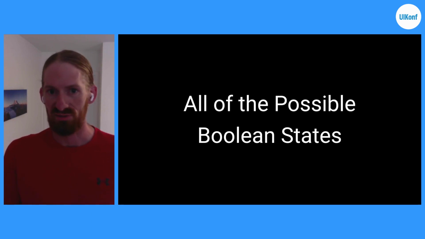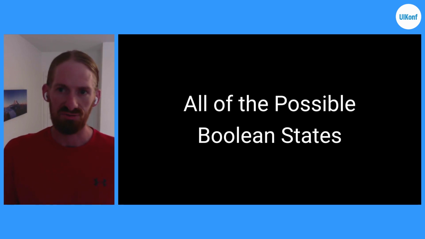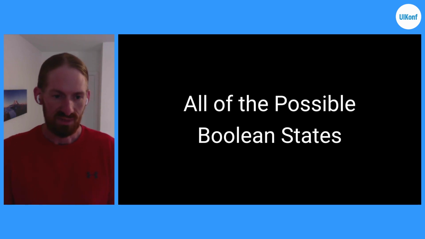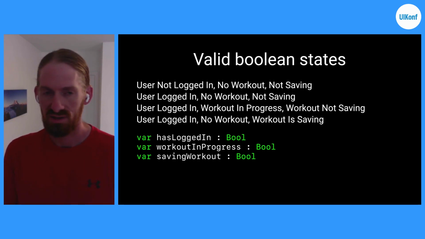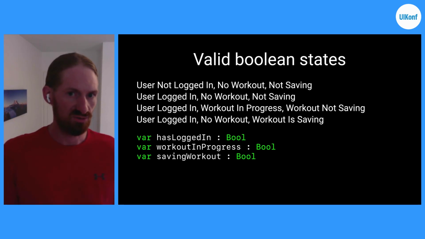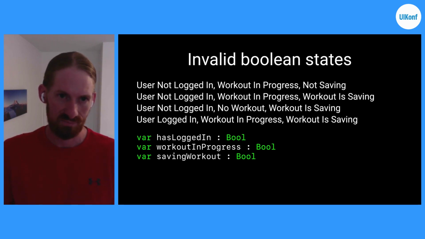So here's what's crazy about this. We have 3 bools, but our app can actually be in 8 completely distinct states, even though only 4 are actually valid. These are the 4 combinations of values that are valid. They follow the user's expected path through the application. The user logs in, starts a workout, and saves the workout.